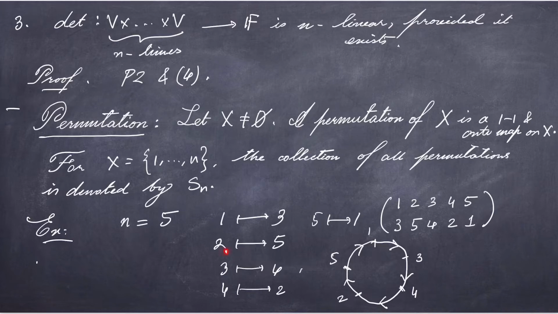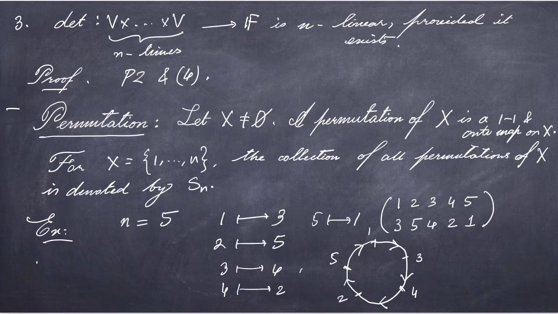The 1 goes to 3, 2 goes to 5, 3 goes to 4, 4 goes to 2, and 5 goes to 1. It is a permutation on the set 1 up to 5. So we will fix a notation here. If X is 1 up to n for any natural number n, then the collection of all permutations of this X will be denoted by Sn. So here we have an example of a permutation in S5.